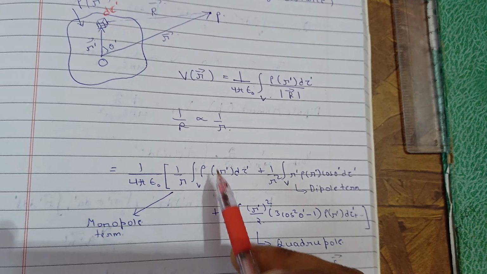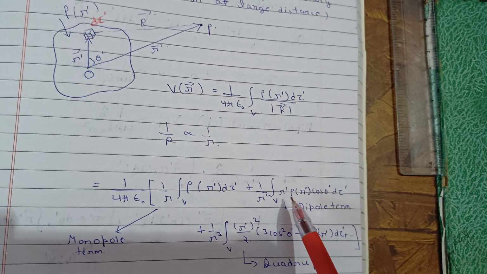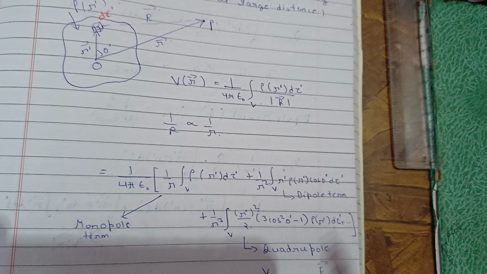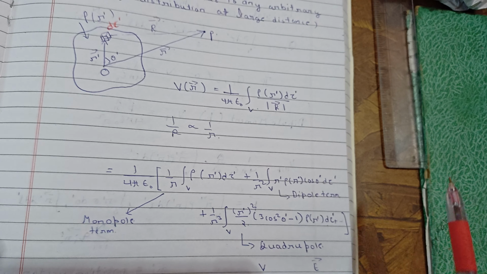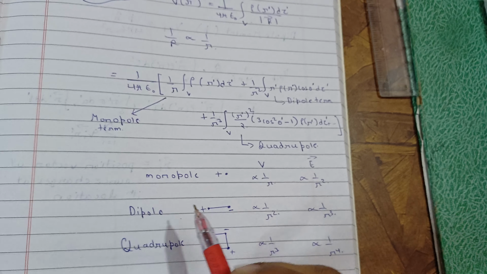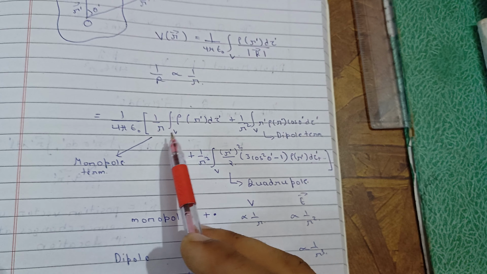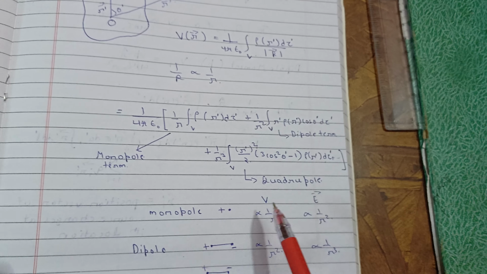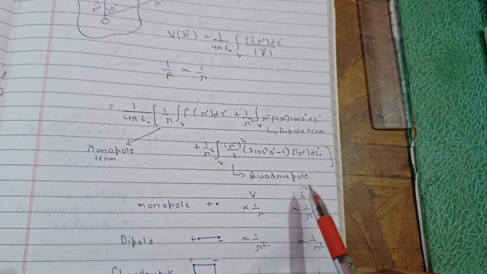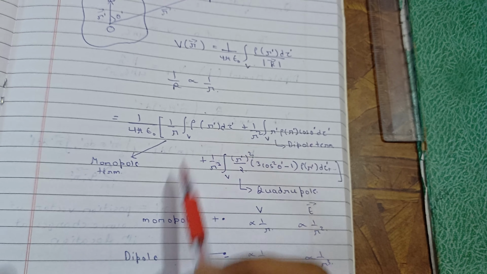And now we call this the monopole term because it depends on r to the power 1, and this depends on r square, this will be called the dipole term, and then the quadrupole term, and that's how it will go on. So let's see what monopole means. It depends on the single charge only, because we know the potential due to discrete charges depends on 1 upon r, and for E it depends on 1 upon r square. So it depends on 1 upon r, that's why we call it monopole.